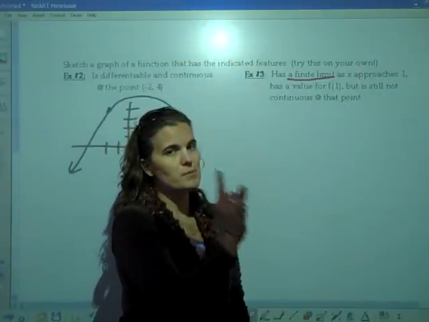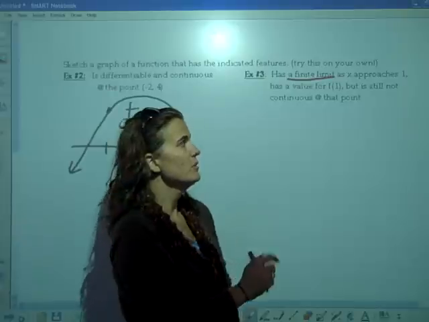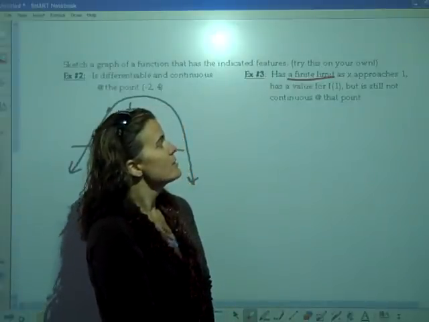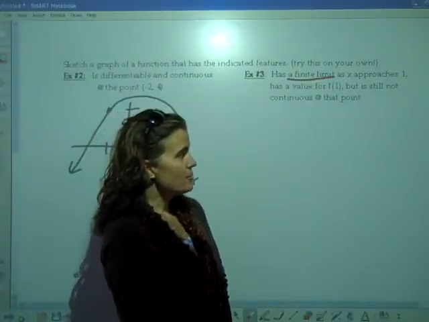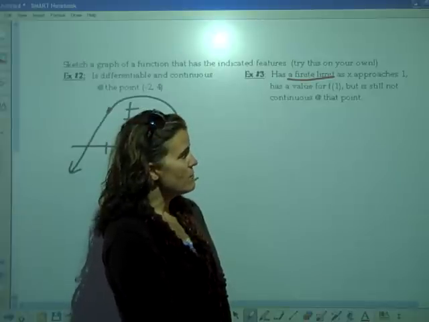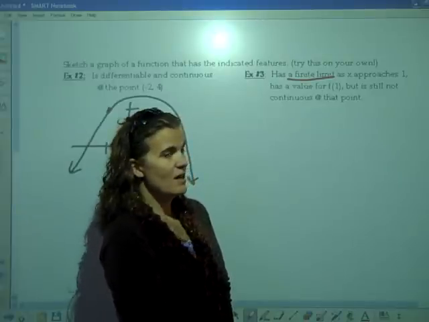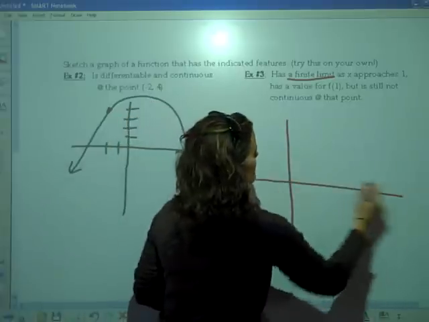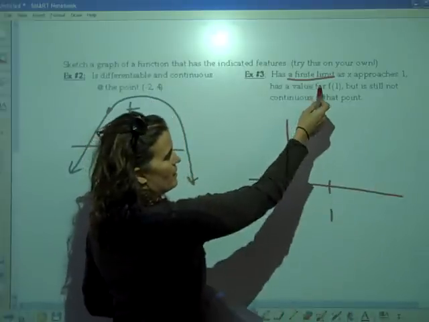This is just saying that there's one specific value we're getting closer and closer to, as x approaches 1. So there is a limit as x approaches 1, there's a value for f of 1, but it's still not continuous at that point. Okay, so let's take this slow. Here at x equals 1, there is a limit.